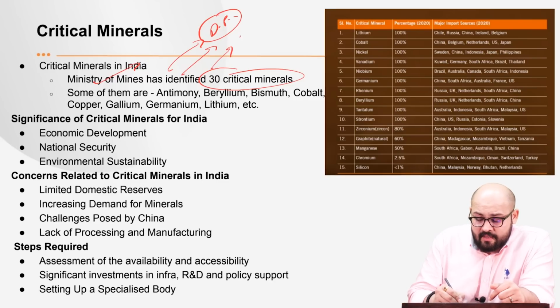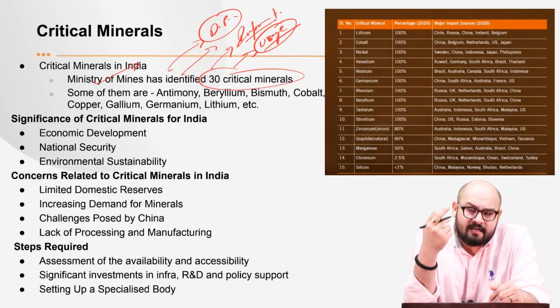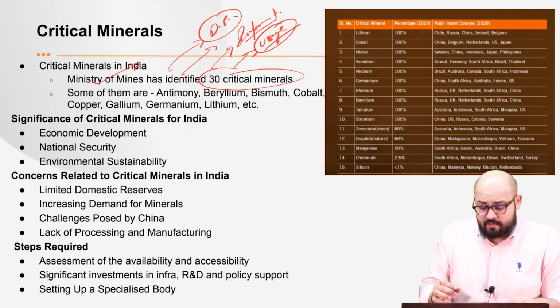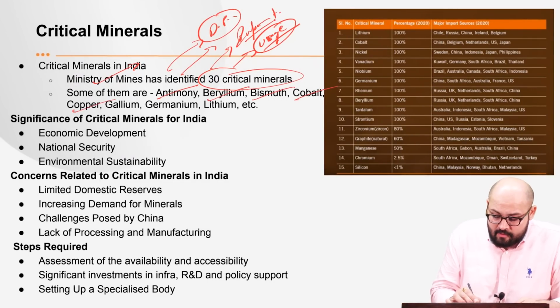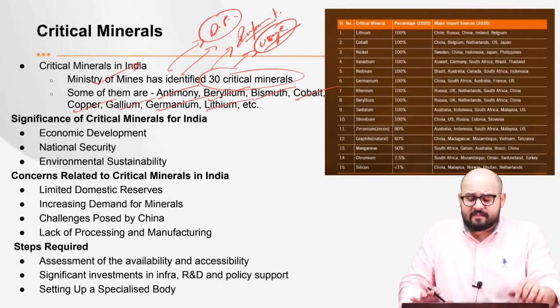Next is we have got import reliance, right? Next is the usage across different sectors. So these are some of the parameters on the basis of which the Ministry of Mines has come up with a list which says that it has 30 critical minerals. Now some of them, if you want, we can just talk about it. It's antimony, beryllium, bismuth, cobalt, copper, gallium, germanium, lithium, right? So just remember some of these critical minerals.